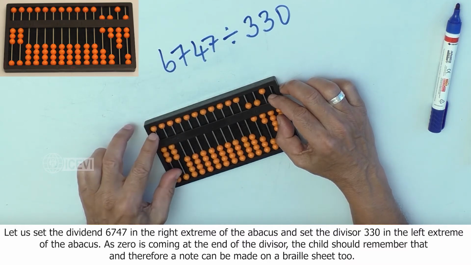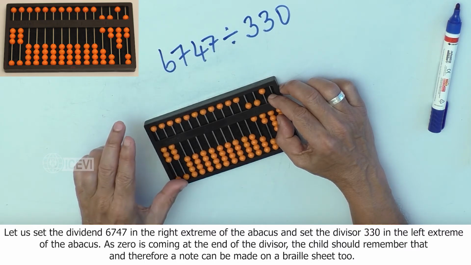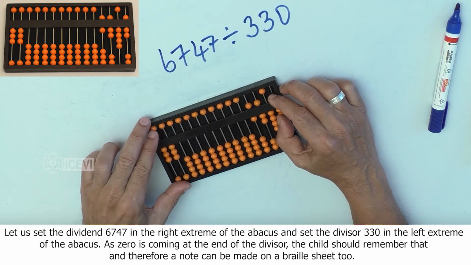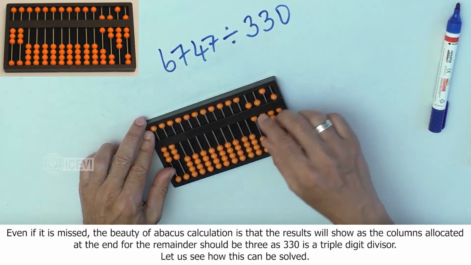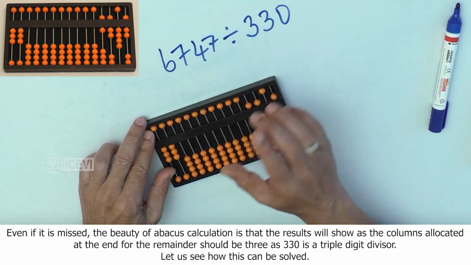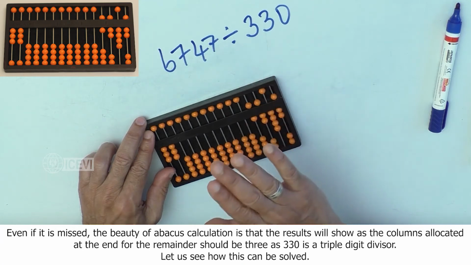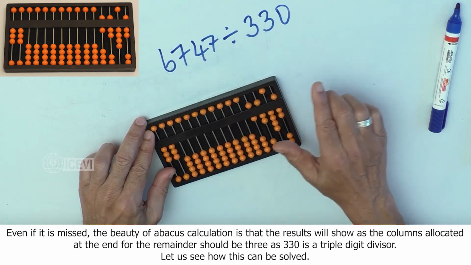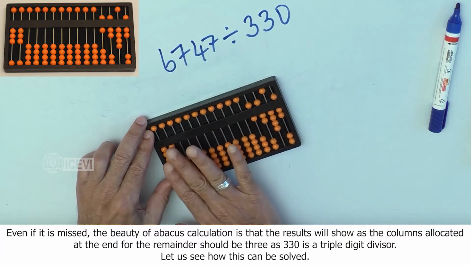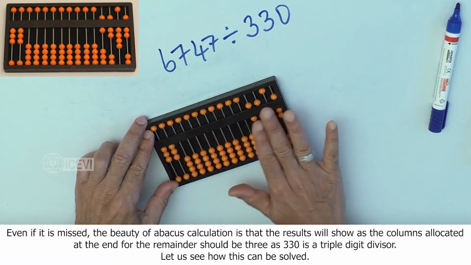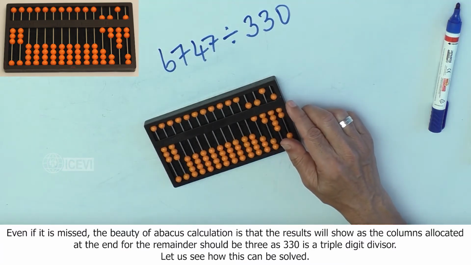As 0 is coming at the end of the divisor, the child should remember that, and therefore a note can be made on a braille sheet too. Even if it is missed, the beauty of abacus calculation is that the results will show it, as the columns allocated at the end for the remainder should be 3, as 330 is a triple digit divisor. Let us see how this can be solved.